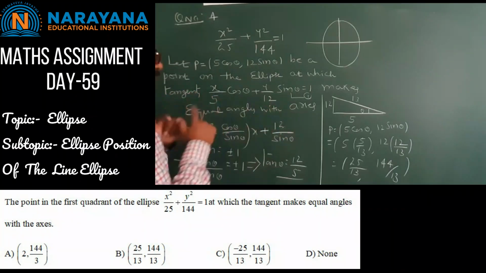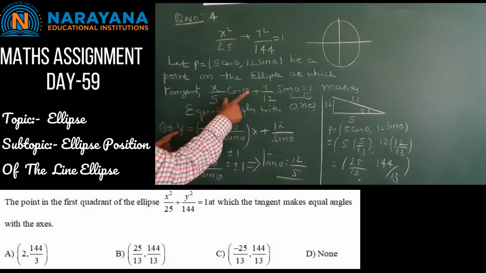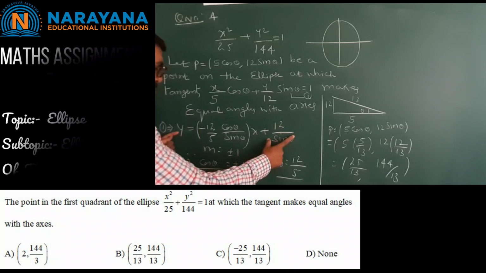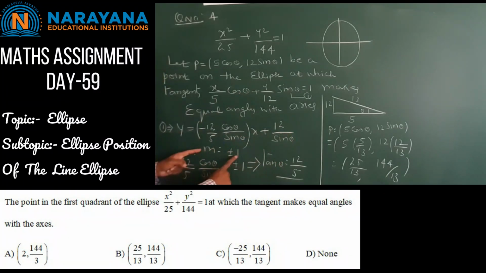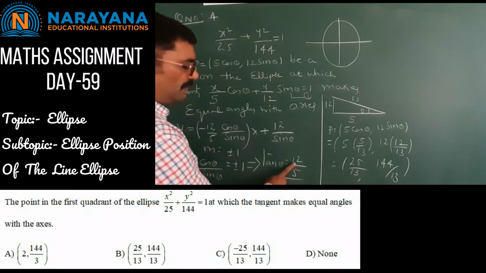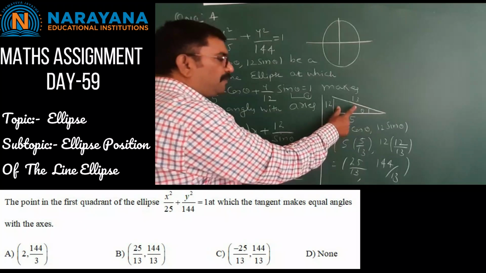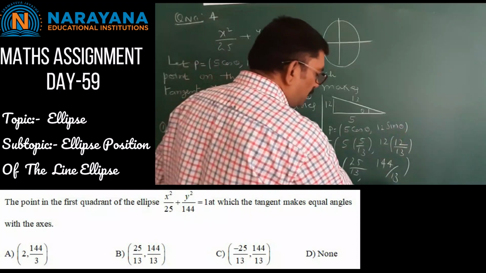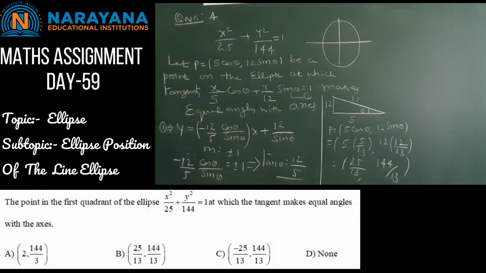equal angles. So let this be the line equation; we write it in the form y equals mx plus c, where m is equal to plus or minus 1, for equal angles. So minus 12 by 5 into cos theta by sin theta equals plus or minus 1. I got it, tan theta is equal to 12 by 5. From this triangle, I can find cos theta and sin theta, and therefore the required point.